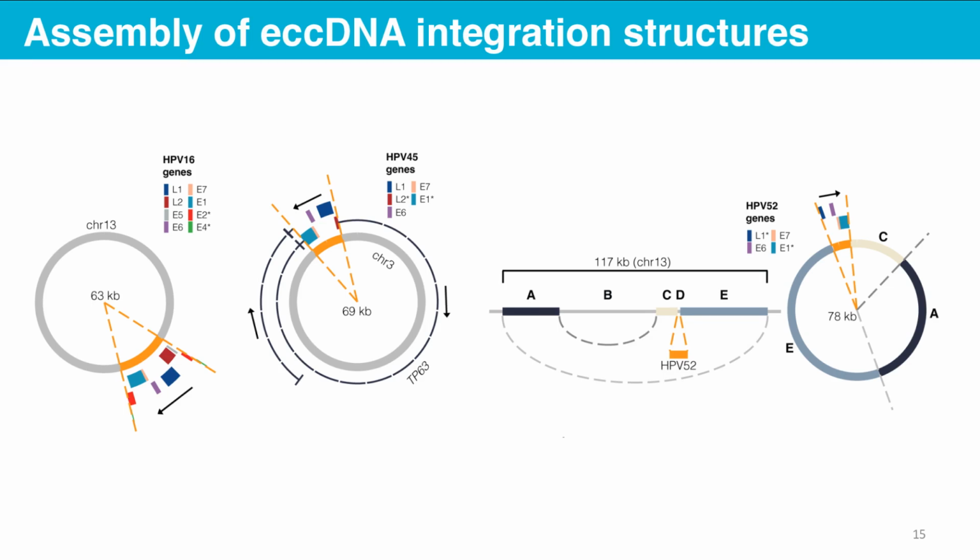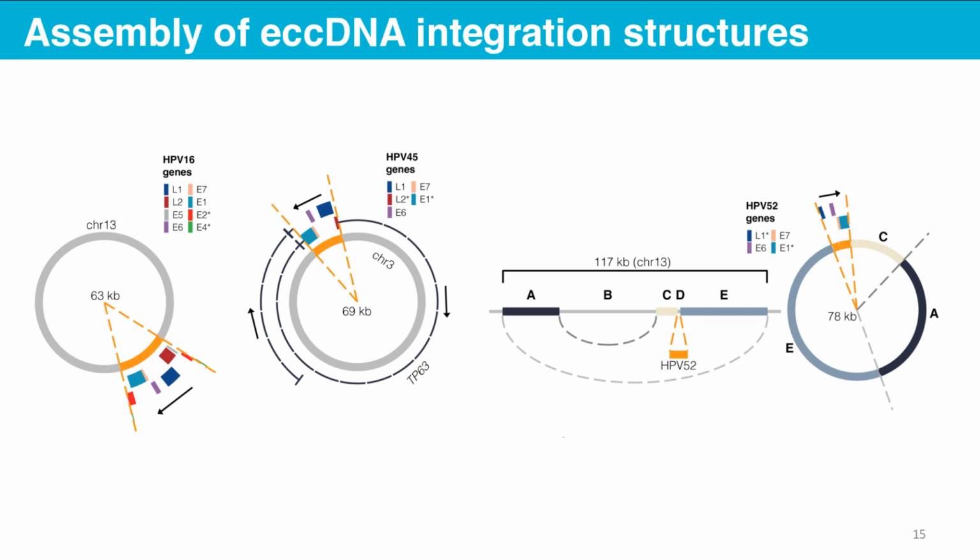The complex eccDNA on the right has 3 segments in an intergenic region of chromosome 13 being linked together in the eccDNA in a circle here. And this is along with a segment of HPV52, which becomes inserted as well.